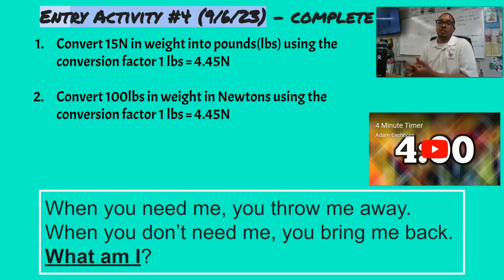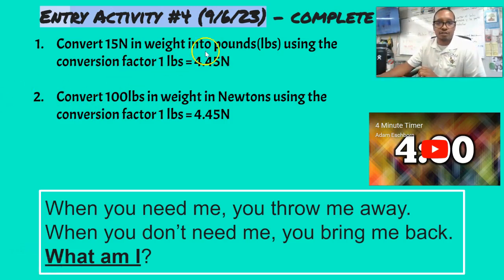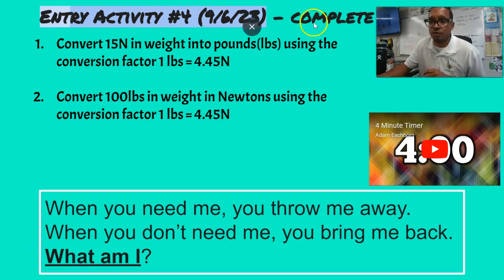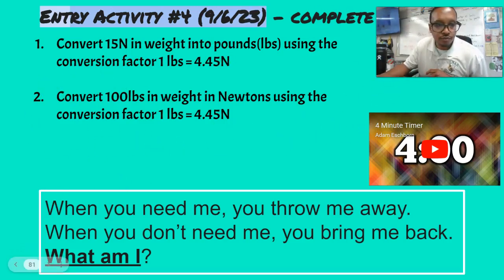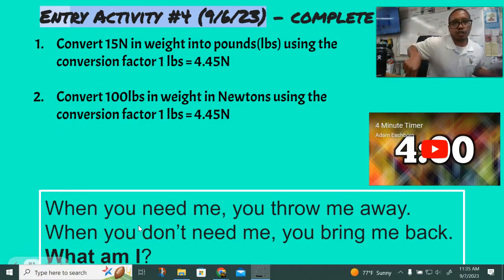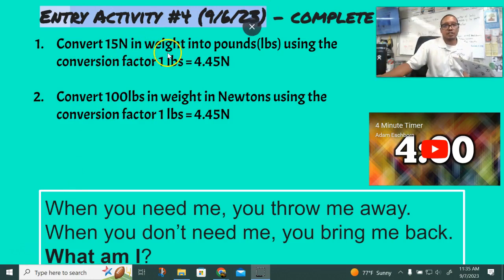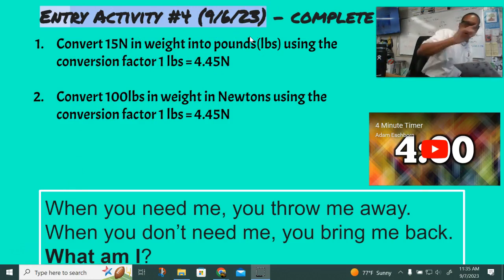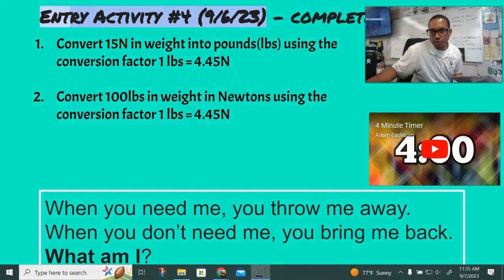Pause again. Try and solve both of these right here. And you are going to use this conversion factor, this one right here. This is what you're actually going to use. So again, pause the screen, and then try and see if you can work through them, okay? Cool. All right, so this first one says convert 15 newtons in weight into pounds. So we're going from newtons to pounds, okay? So remember that.